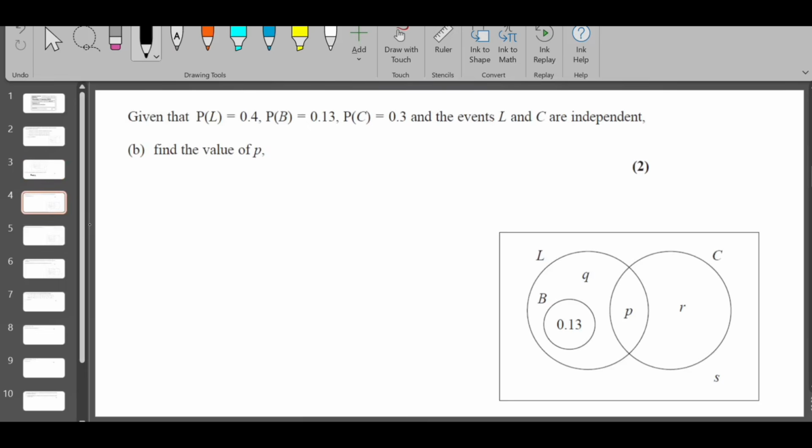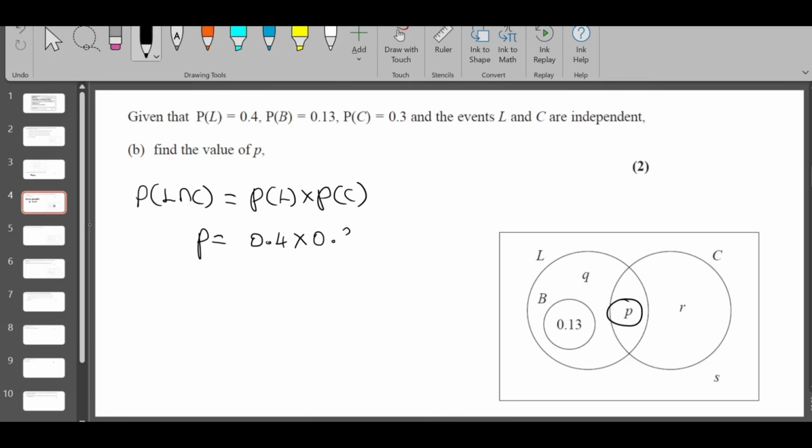Question B, I put the figure here again. Given that P of L is this, P of B is this, P of C is this, and the events L and C are independent. If L and C are independent, this is the formula for independent events: L intersection C should be P of L times P of C. L intersection C is P. P of L is 0.4, P of C is 0.3. You'll get P as 0.12. That's just 2 more questions. Let's move on to part C.